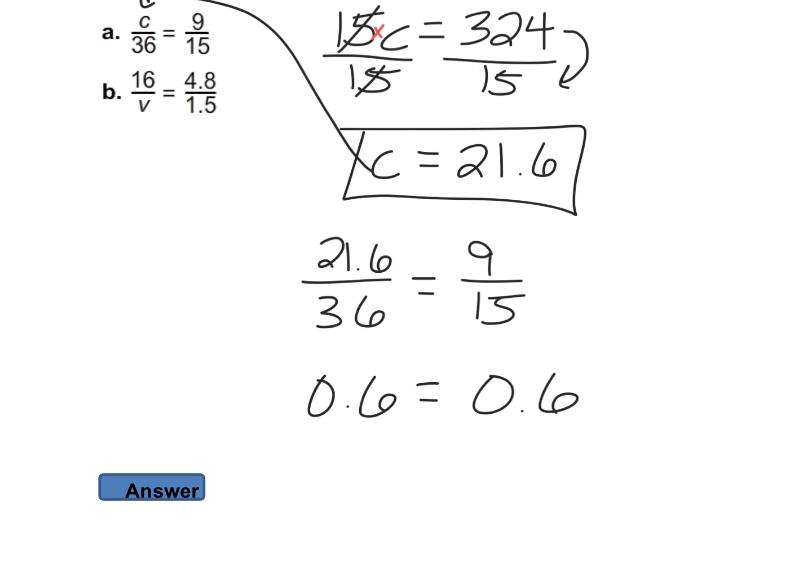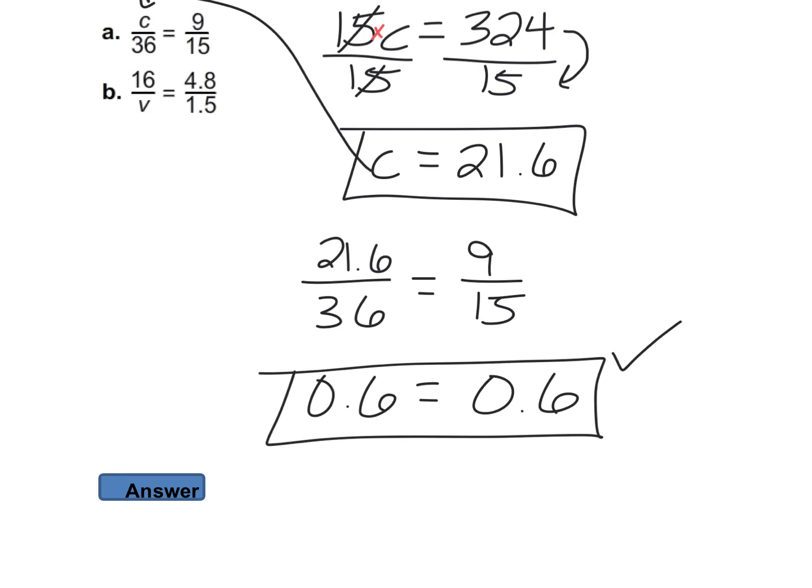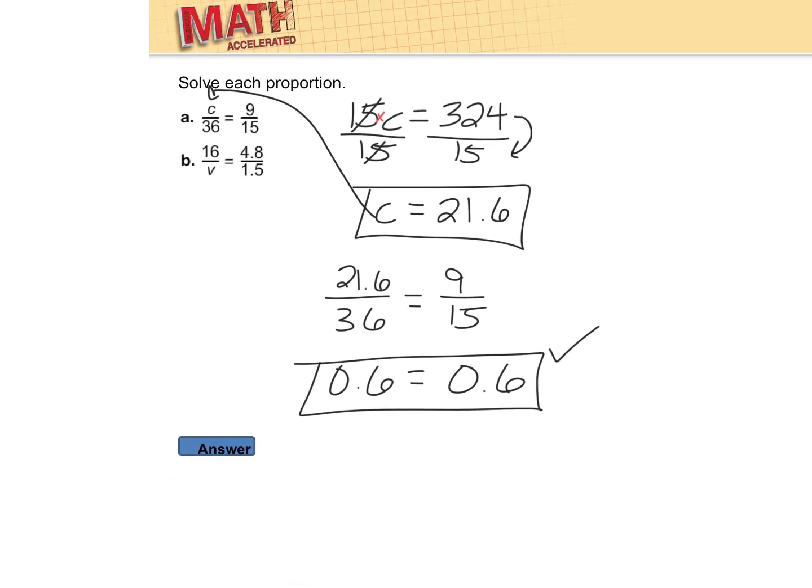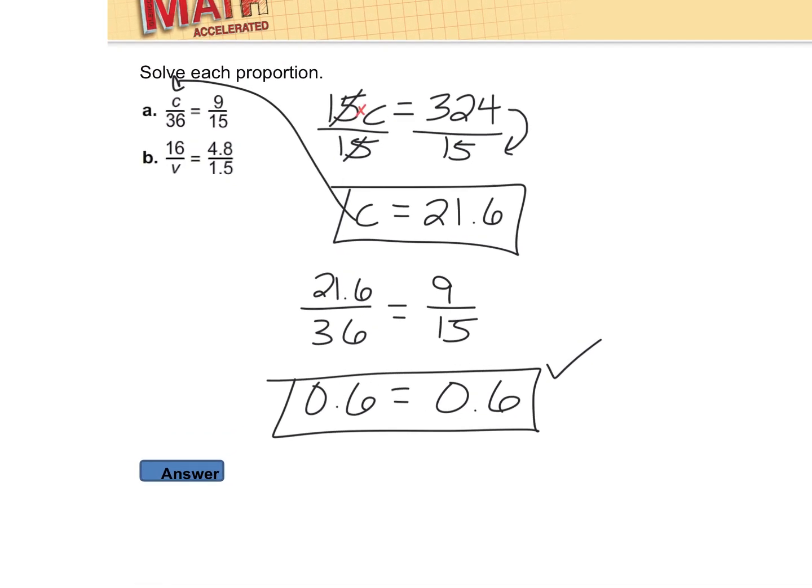You might have done the one or the other. Did we do it right? Because you know that we should get these to be equal to each other. Okay? So that's the whole point of proportions, is to get them equal to each other. Okay? Questions? I'm not going to do B together. Okay?